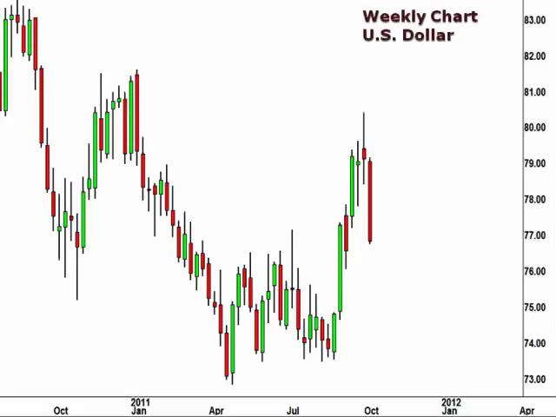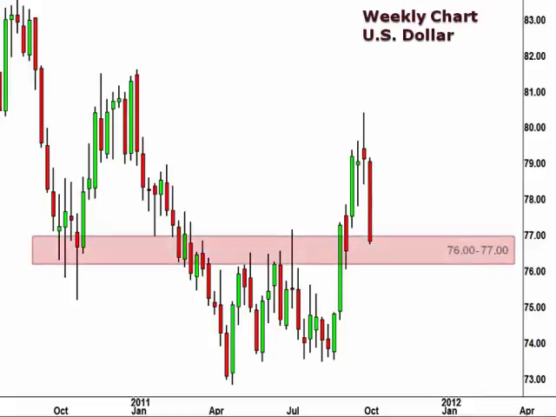Let's start off with a look at the weekly chart of the US dollar index. This is a great way to gain perspective as to how the US dollar has been trading against a basket of currencies. Well, the US dollar index lost considerable ground last week, dropping 2 points to test the upper range of our 76-77 support level.